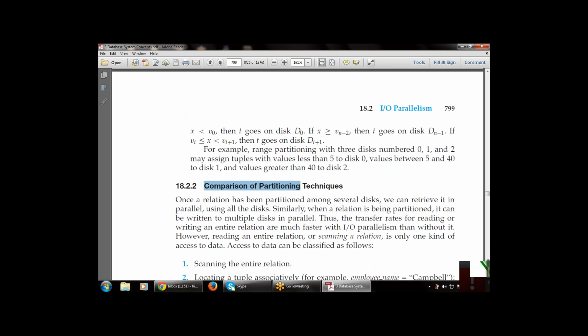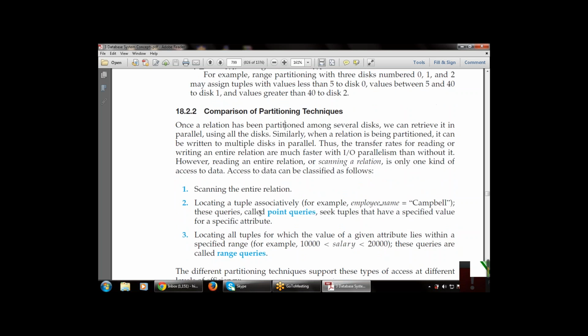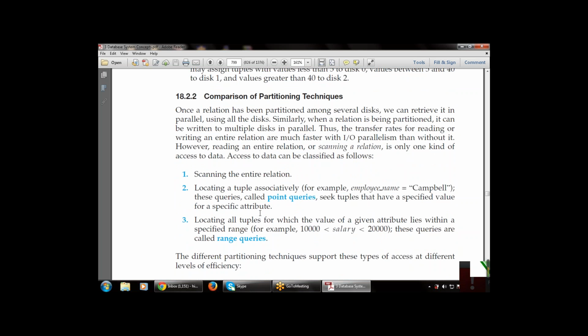The next is the comparison of the partitioning techniques. That is, what are the various techniques available and how to compare them.